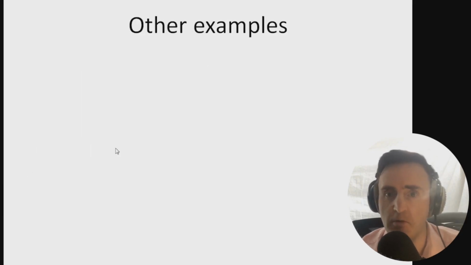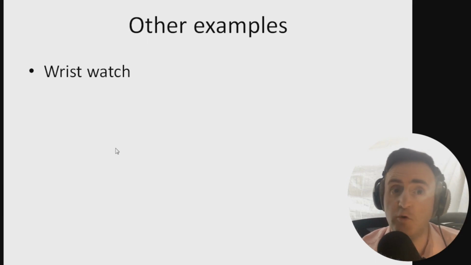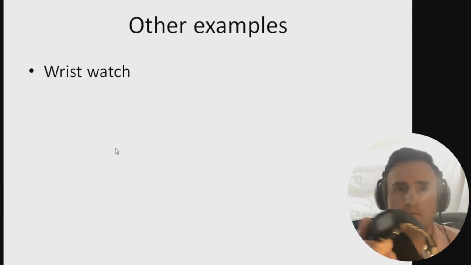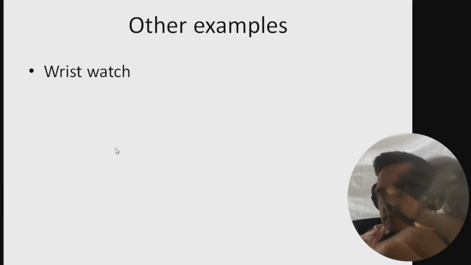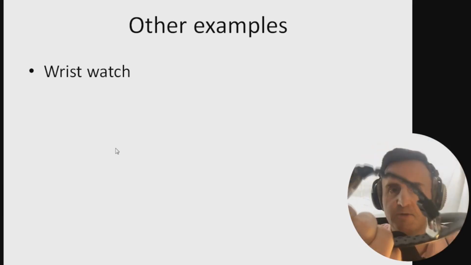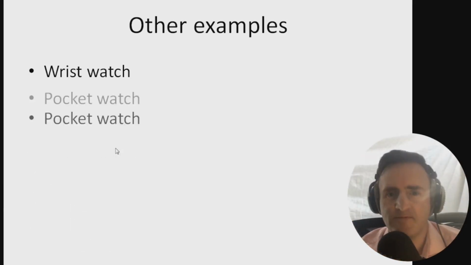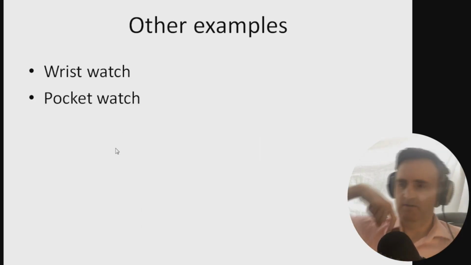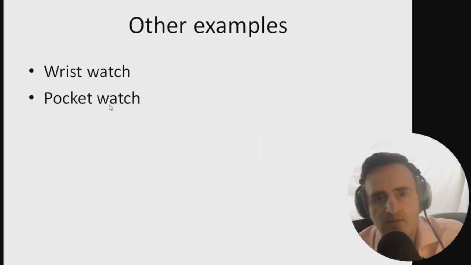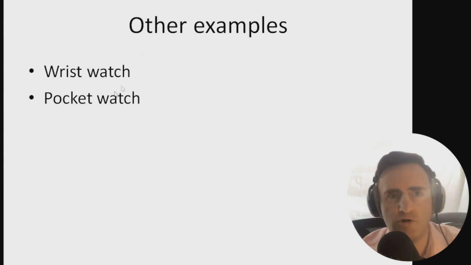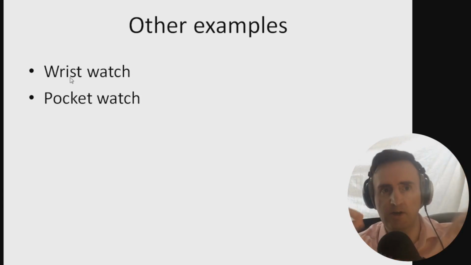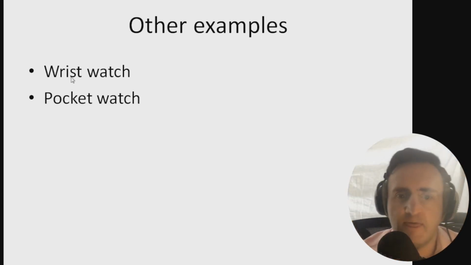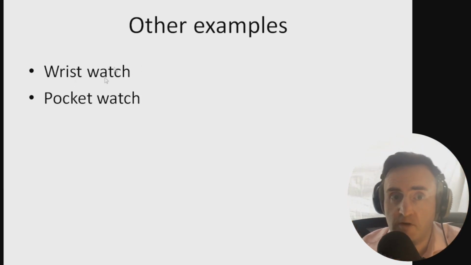Let's look at some others. So, a wristwatch. You see that? It's not on my wrist, but it's there. A pocket watch. I don't have a pocket watch, but it would go in your pocket. But here we've got watch, that's a noun, and wrist, and pocket. More nouns, helping nouns.